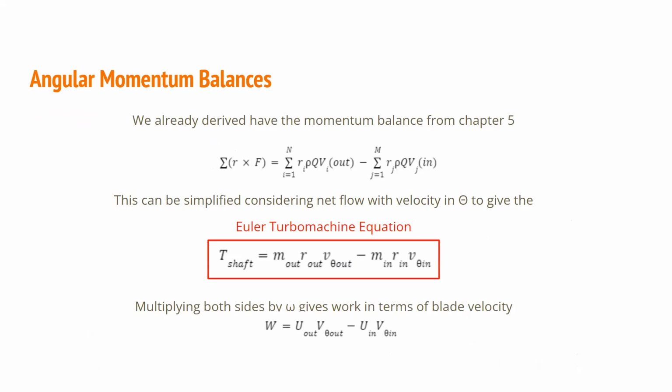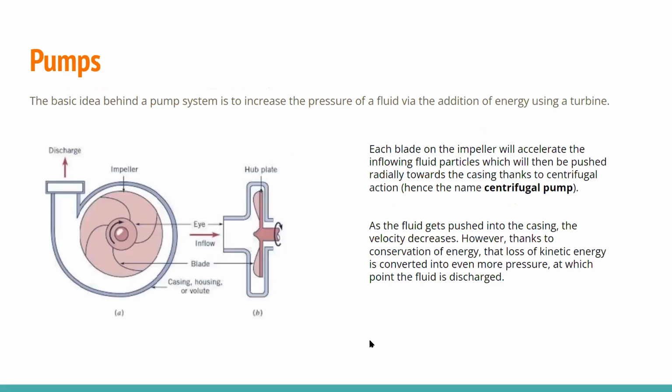We already covered momentum starting from before quiz 1, and we've refined it all the way up to chapter 5, where we got this first equation here. And then if we only consider velocity in the theta direction, and we only consider net flows, then we end up with the Euler turbo machine equation here, which is very important for analyzing them. And if we multiply both sides by omega, it gives a simple formula for work in terms of blade velocity and the angular velocities going in and out of the turbine.